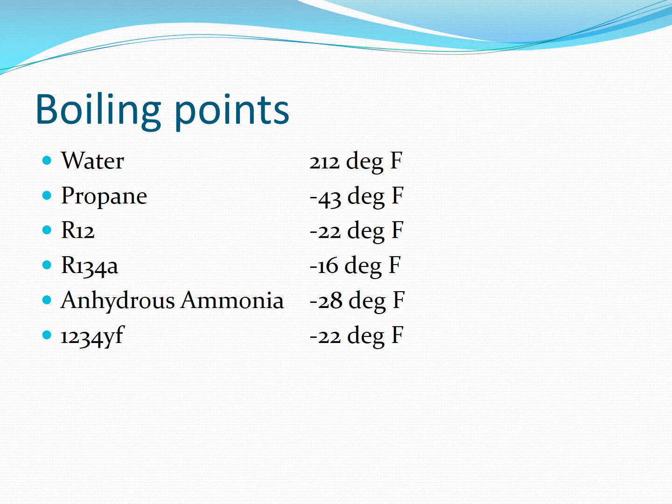R12, negative 22 degrees Fahrenheit. R134A is negative 16. Anhydrous ammonia, for those of you that have been in the rural setting and been around anhydrous ammonia, you see that it is also very similar to some of the refrigerants that we are using in the air conditioning system. And then a new refrigerant that we started using about 2015, we started seeing this in automobiles, is 1234YF. And it has a boiling point very similar to the old R12.